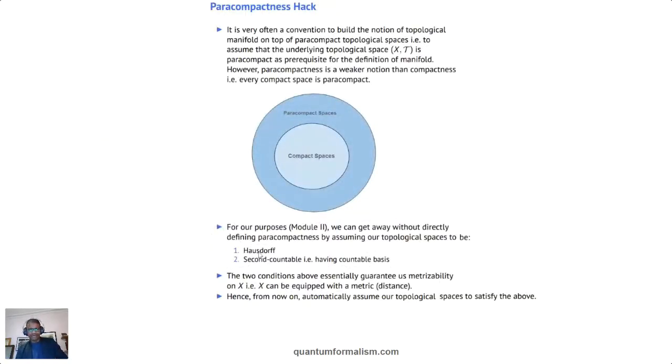Just insert in your mind that the space is Hausdorff and second countable. That's it. That's all you need to know. Okay. Anything else is just unnecessary distraction.